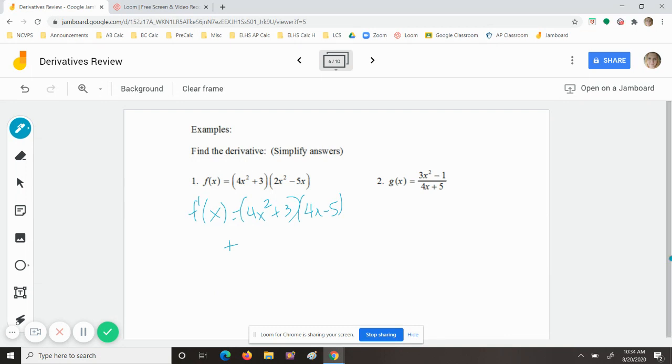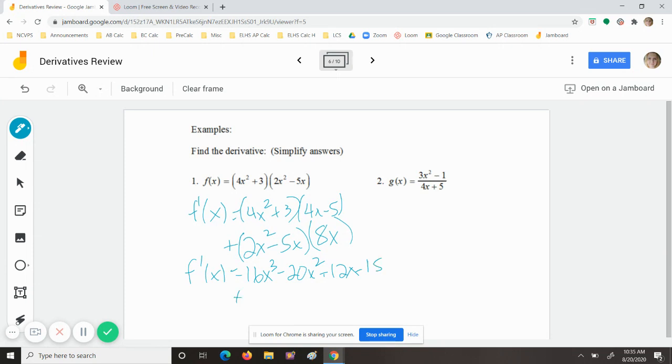We want to multiply now the second one times the derivative of the first, which would be 8x. Derivative of 4x squared would be 8x. So if we do that, 4x squared times 4x is going to give us 16x cubed. 4x squared times negative 5 is negative 20x squared. 3 times 4x is 12x. 3 times negative 5 is negative 15.